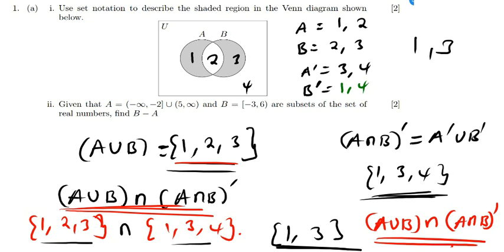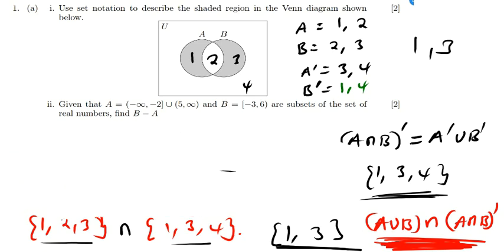If I put union here, it would mean I'm going to have 1, 2, 3, 4, which is basically the universal set. But in this case we want to exclude the intersection part. So the correct answer is this one. Now we can go for the second one.